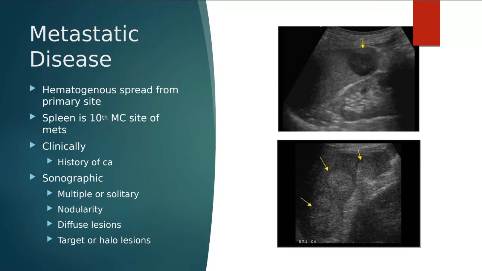Metastatic disease, so if we have cancer spreading to our spleen, it's going to spread by our blood supply, so hematogenous spread from a common primary organ. The spleen is going to be the 10th most common site of metastatic spread, so we don't see spread to the spleen super often, but it's still enough for us to always make sure that we're giving it a full evaluation. Clinically, we're going to see this in a patient who has a history of cancer. We're going to see multiple or one type of focal lesion, target or halo appearance.